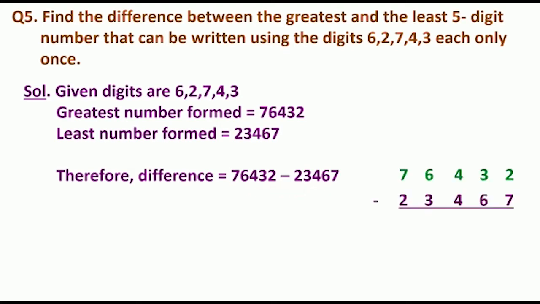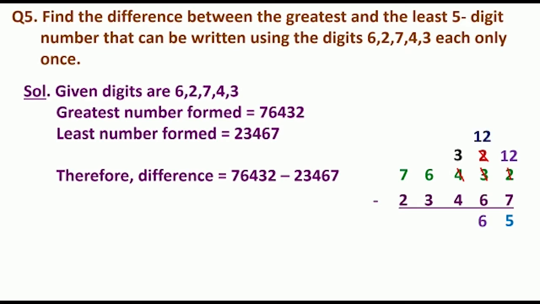This 7 cannot be subtracted from 2, so this 2 will borrow 1 from this 3. So this 3 will become 2 and this 2 will become 12. Okay, now 12 minus 7 will be 5. Now again this 6 cannot be subtracted from 2, so 2 will borrow 1 from this 4. So this 4 will become 3 and this 2 will become 12. Now 12 minus 6 will be 6.